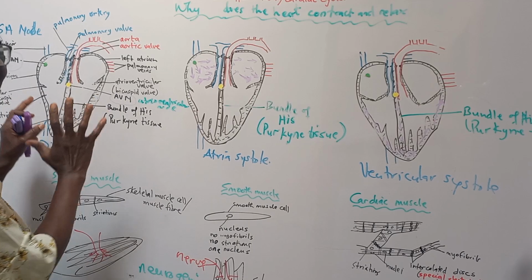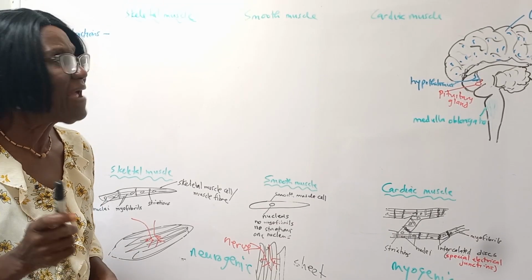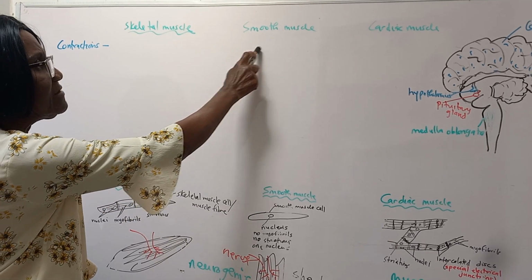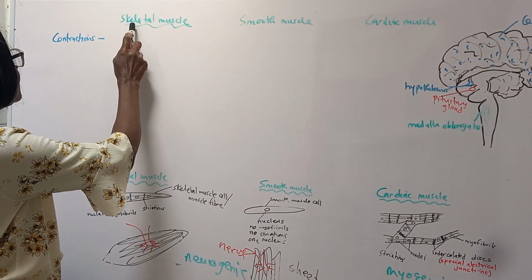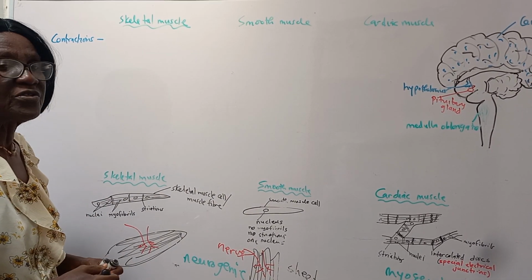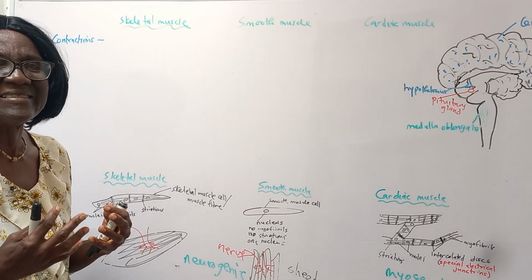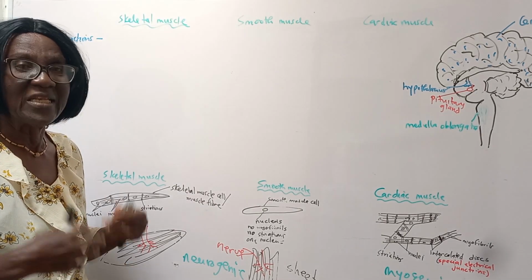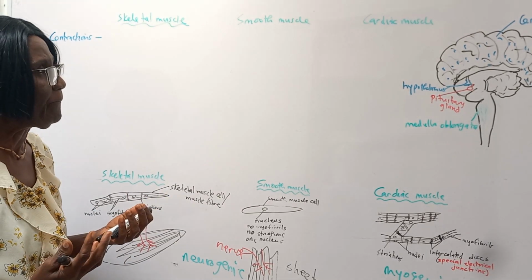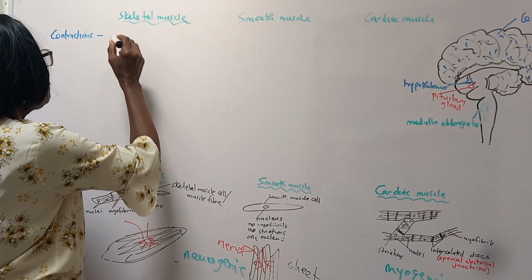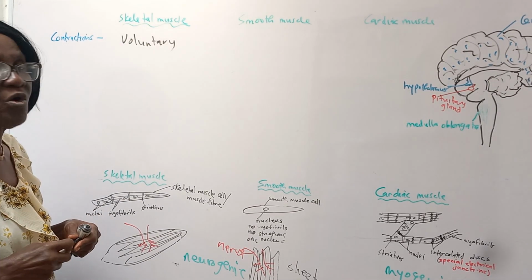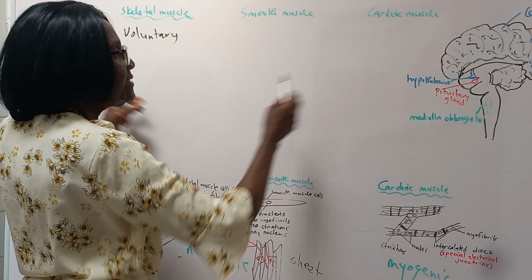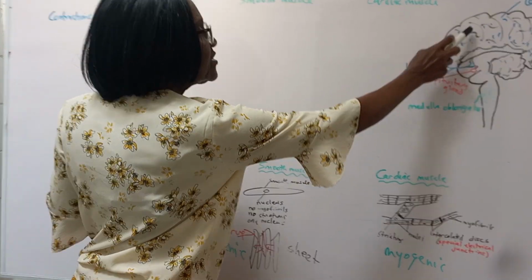Now we want to compare the contractions of skeletal muscle, smooth muscle, and cardiac muscle. Skeletal muscles: the contraction is under the control of the will. The person decides to lift the hand or arm. So the contractions are voluntary, under the control of the will, and the part of the brain that controls it is the cerebrum.